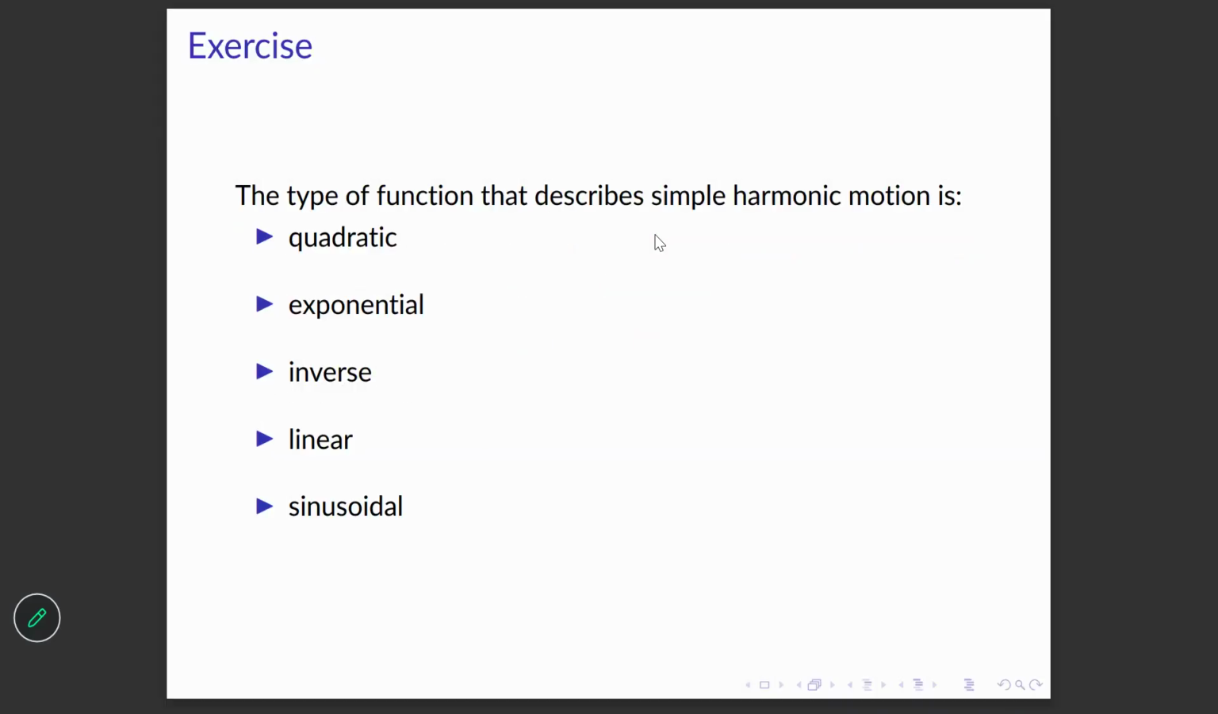Okay, quiz yourself real fast. What function describes simple harmonic motion? Test yourself, then I want you to give me the finger. Vote. Quadratic, exponential, inverse, linear, sinusoidal. What do y'all think? Which function describes the motion? I see half of you voting choice D and half of you voting choice E.